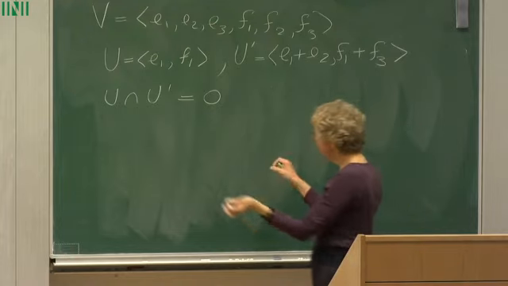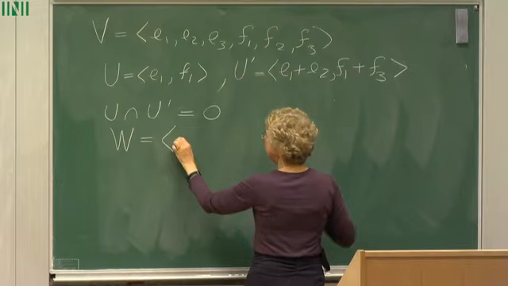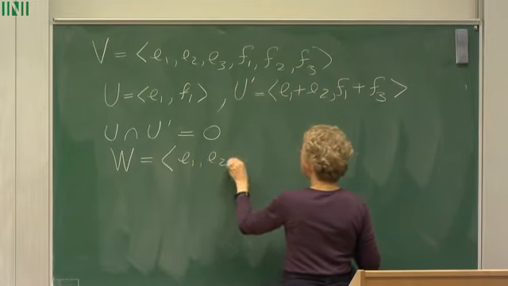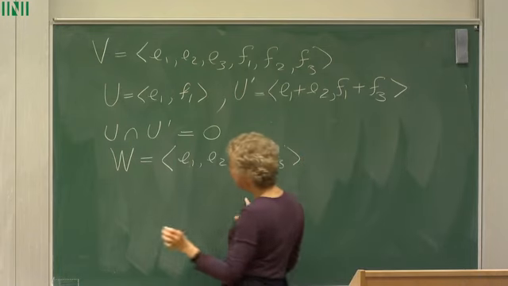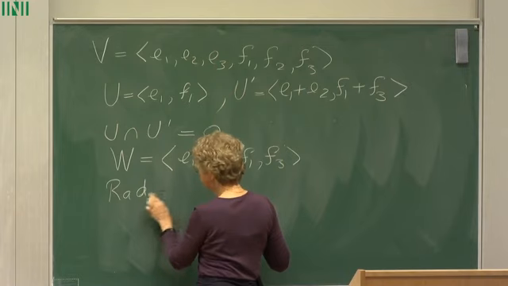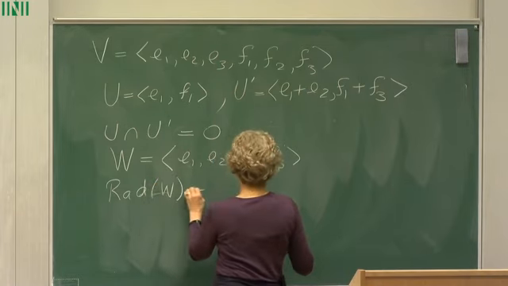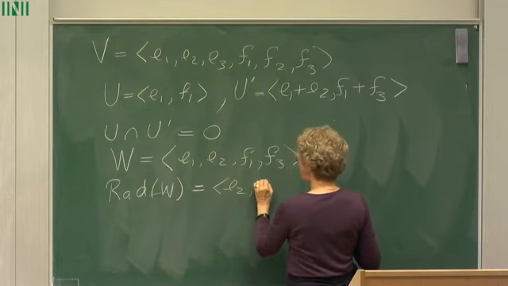So they're going to generate a 4-dimensional space, and so the W that you get, just looking at it, is generated by e1, e2, f1, and f3. So genuinely 4 dimensions, but its radical is as bad as it can get. It's 2 dimensions.